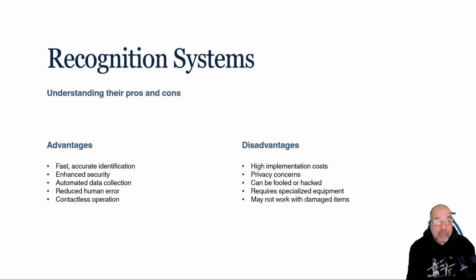Disadvantage is high implementation costs. The more secure we want something, or the more accurate we want something, then usually the costs are going to be higher. Privacy concerns. Well, whenever we're talking about systems which are storing data about people or their personal possessions, things like their face, their biometrics, fingerprints, retina scans, this is always a concern of the subject that comes up regarding privacy concerns. Can be fooled or hacked.